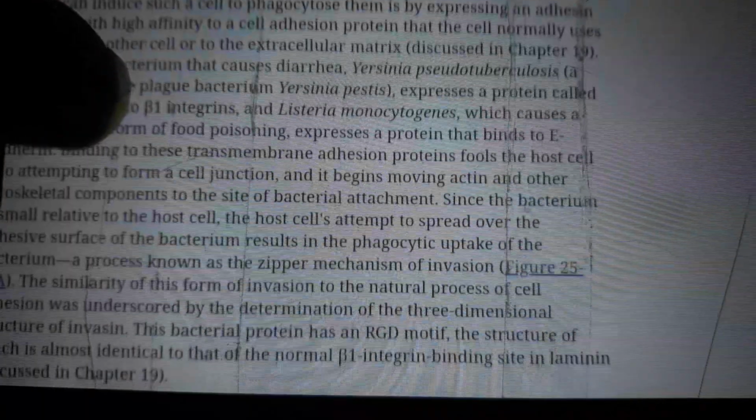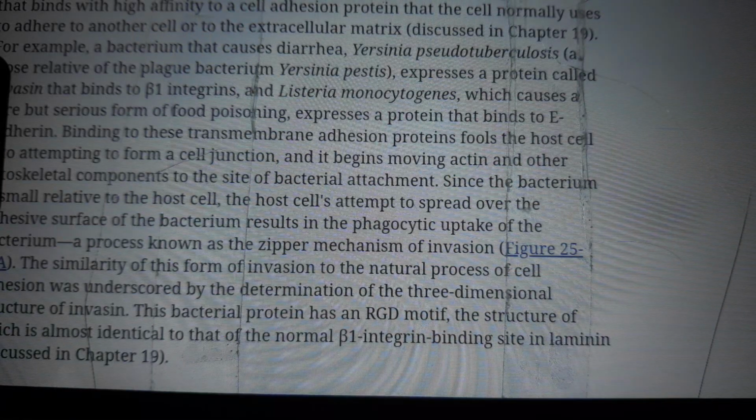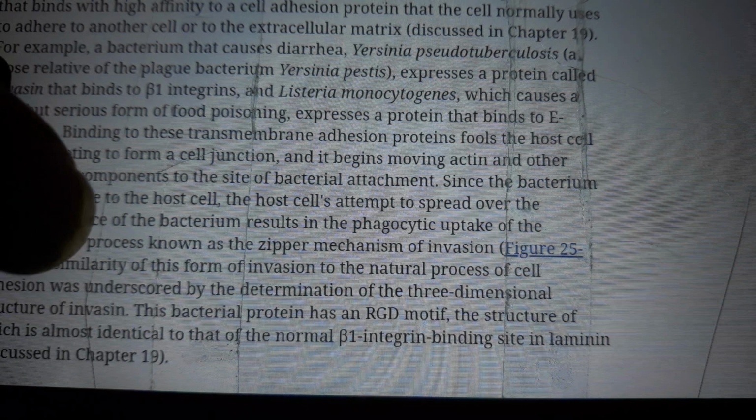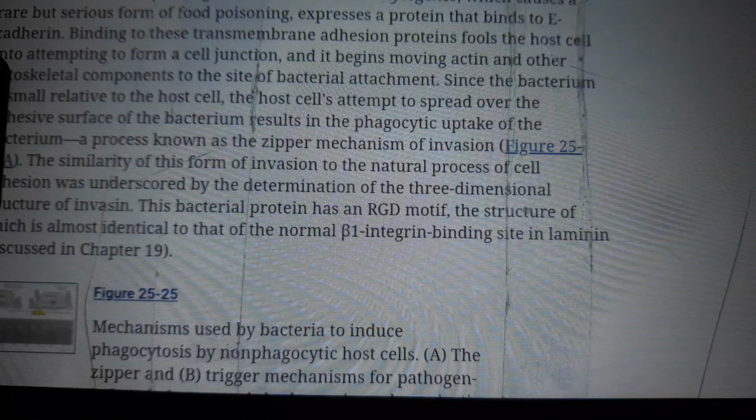Some bacteria invade cells that are normally non-phagocytic. One way that bacteria can induce such a cell to phagocytose them is by expressing an adhesin that binds with high affinity to a cell adhesion protein that the cell normally uses to adhere to another cell or to the extracellular matrix. For example, a bacterium that causes diarrhea, Yersinia pseudotuberculosis, a close relative of the plague bacterium Yersinia pestis, expresses a protein called invasin that binds to beta-1 integrins, and Listeria monocytogenes, which causes a rare but serious form of blood poisoning, expresses a protein that binds to E-cadherin.